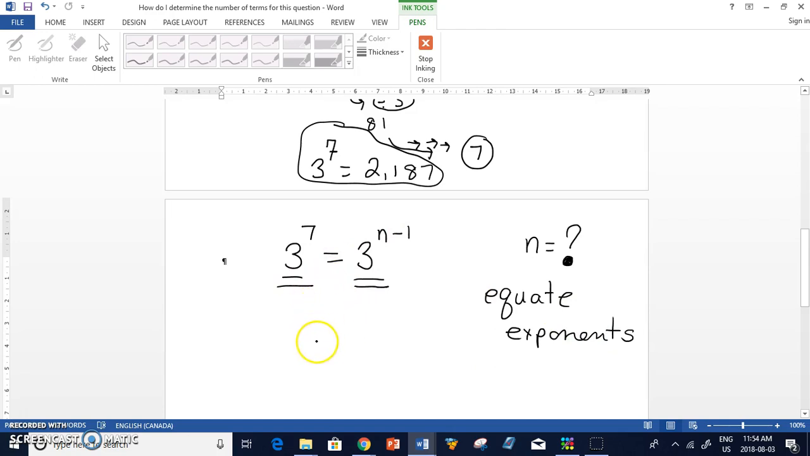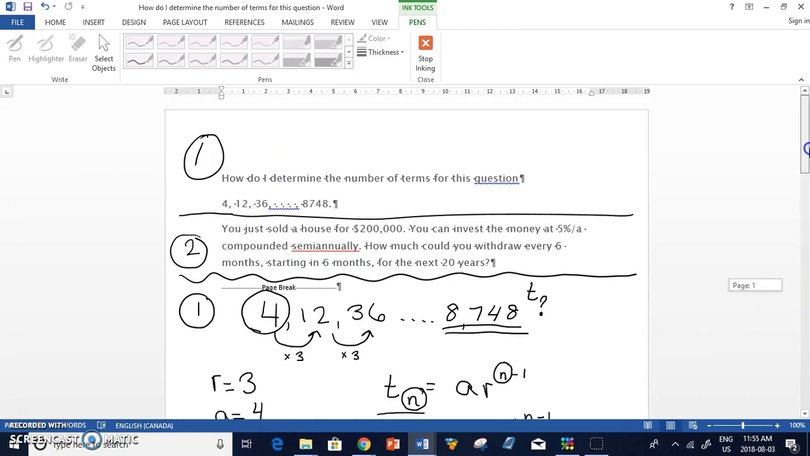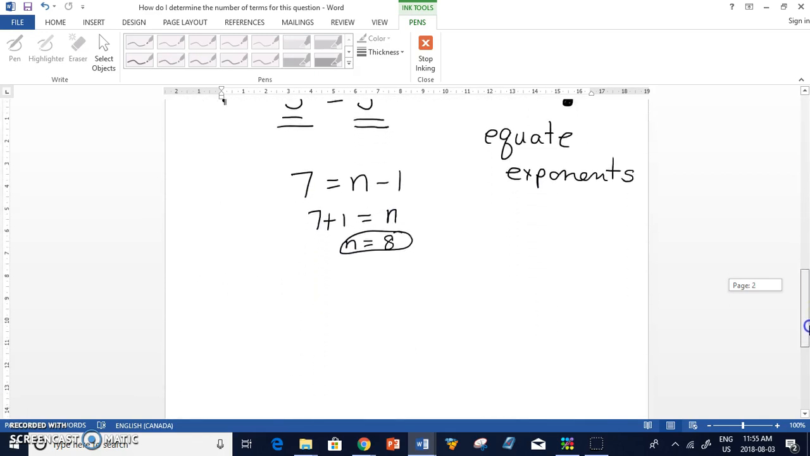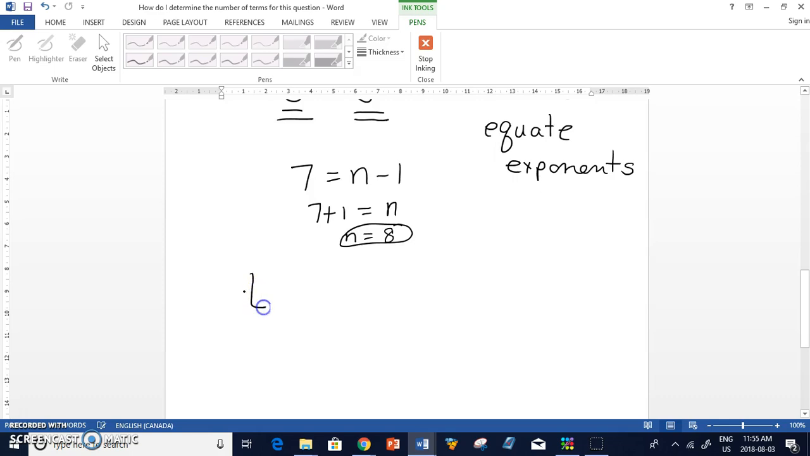So now I can simply say that 7 equals n minus 1. Now we're just going to rearrange and solve this equation for n, which means I'll bring 1 to the other side. So I have 7 plus 1 equals n, n equals 8. So from my original question, T8 equals 8,748, and I think I've got that number correct.